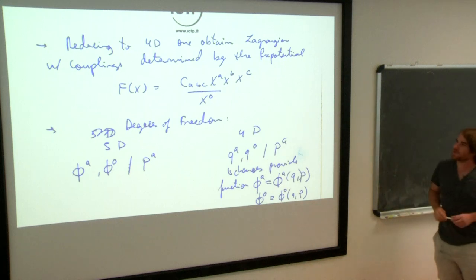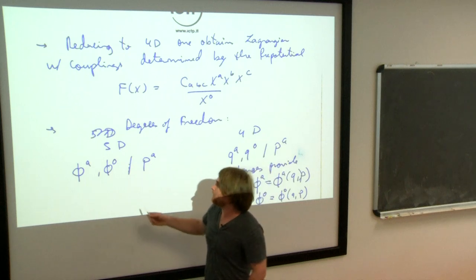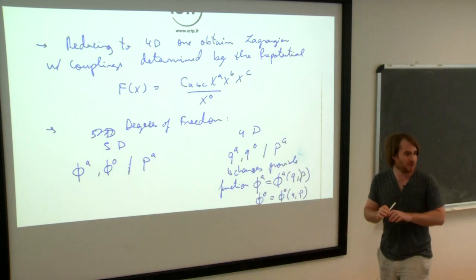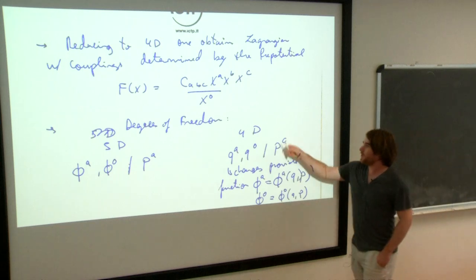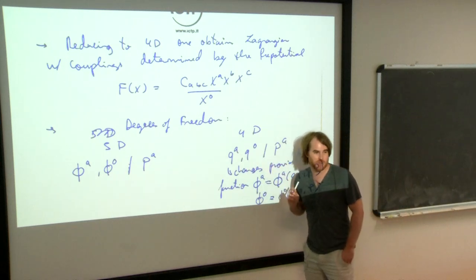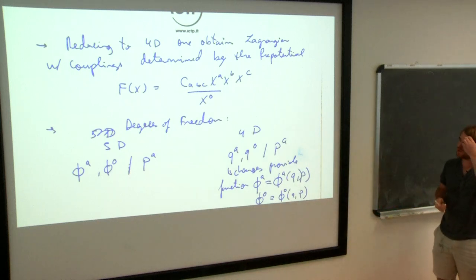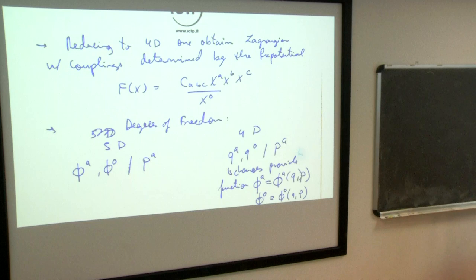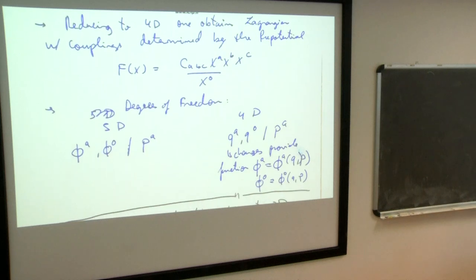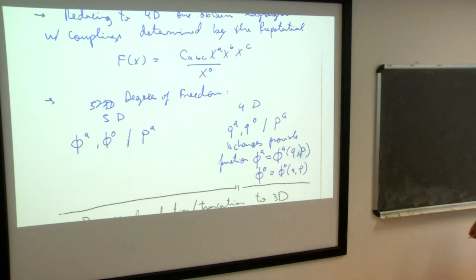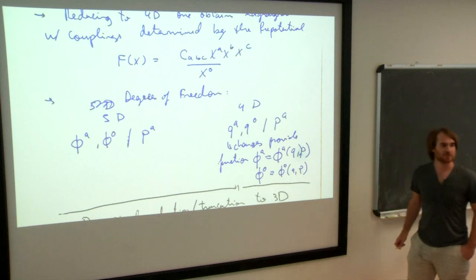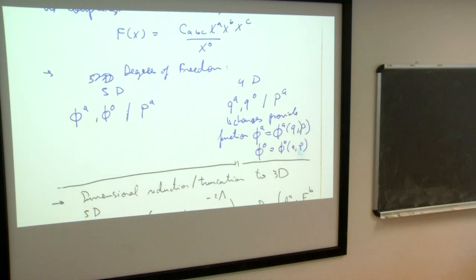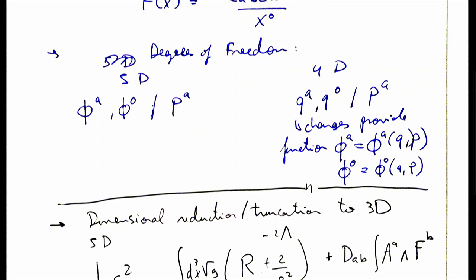So what are essentially the degrees of freedom? In 5D, you have this phi^A, phi naught, and p^A that will parametrize the solution. These are constants. You give me these constants, that's the solution. In 4D, on the other hand, as we have learned, you have electric charges and magnetic charges. And all the scalar fields become functions of those charges. So either you work with the phis and p's, or you work with the q's and p's. It's the same. You obtain the same solutions in 5D and 4D. OK, so this was the basics of just the background in 5D.